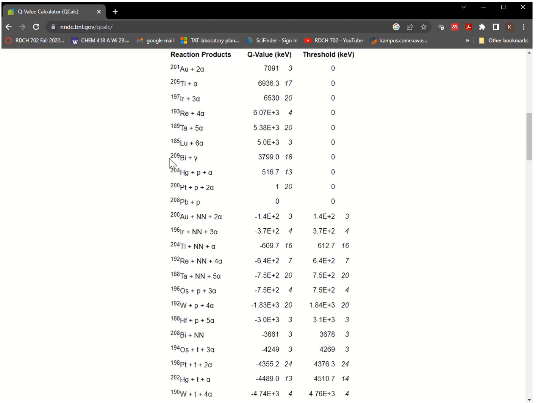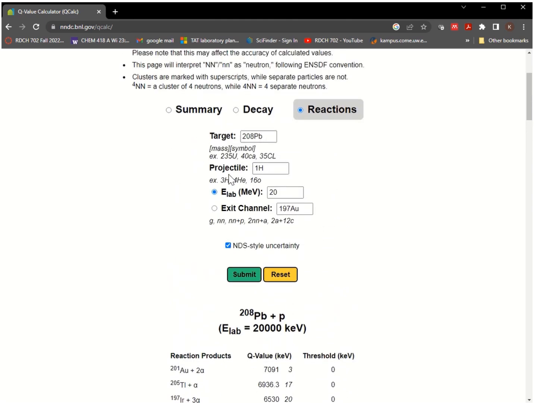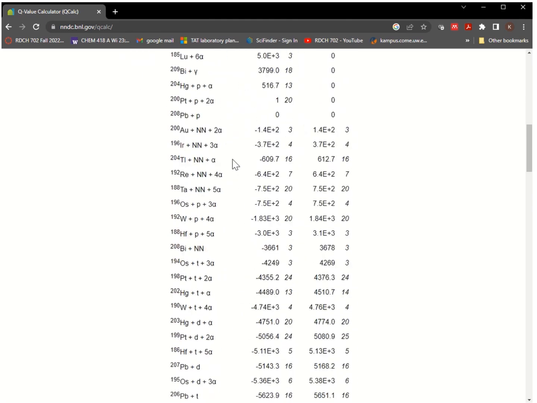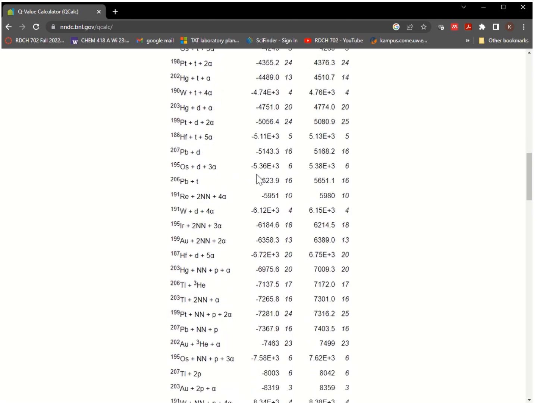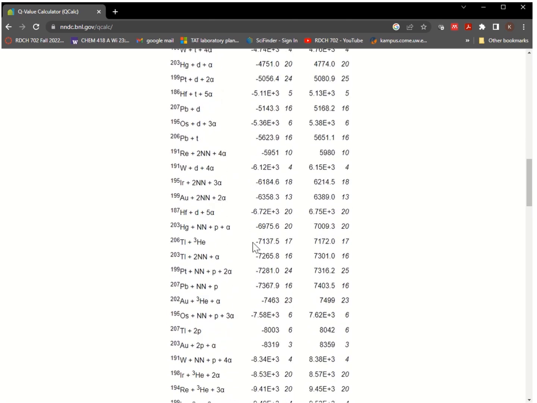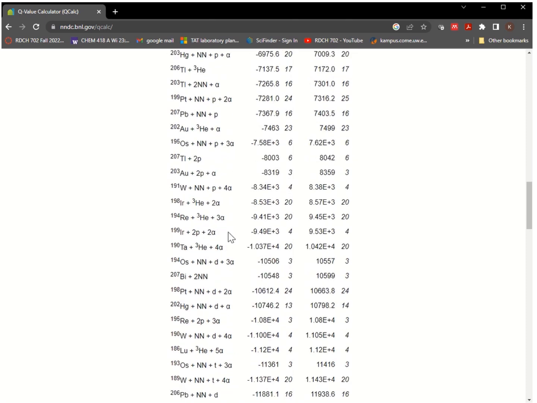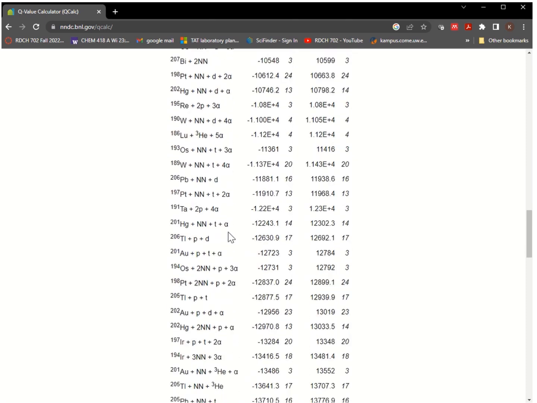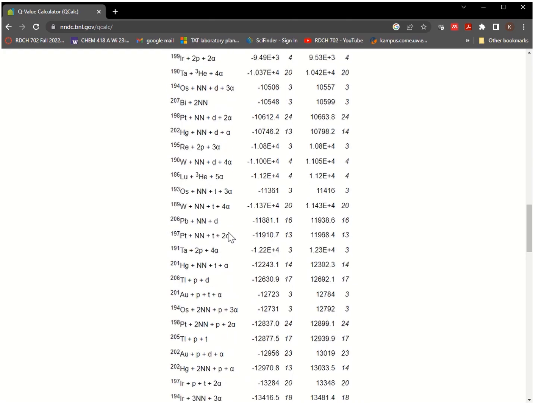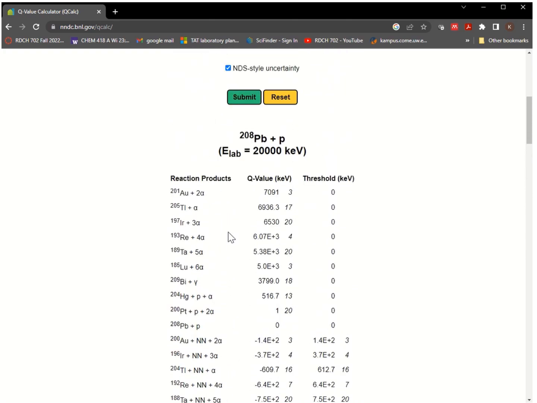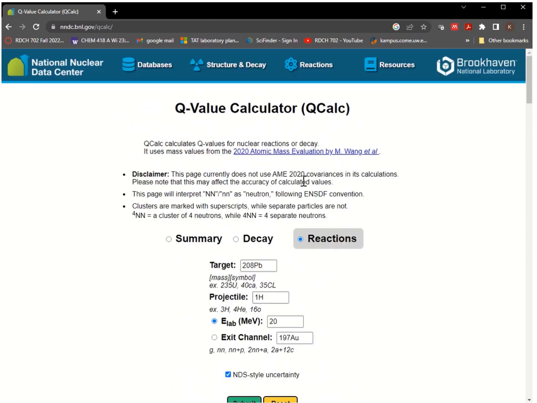Here's just bismuth-209 emitting a gamma, so it just absorbs that proton. As you can see, for a given nuclear reaction, there's lots of different probabilities and different reaction mechanisms that can occur. These probabilities for each reaction is described by a cross-section, and we'll describe that later in the course. So you see from this Q value calculator site, you can get lots of information for a summary of an isotope, a specific decay, or any reaction you can possibly think of.